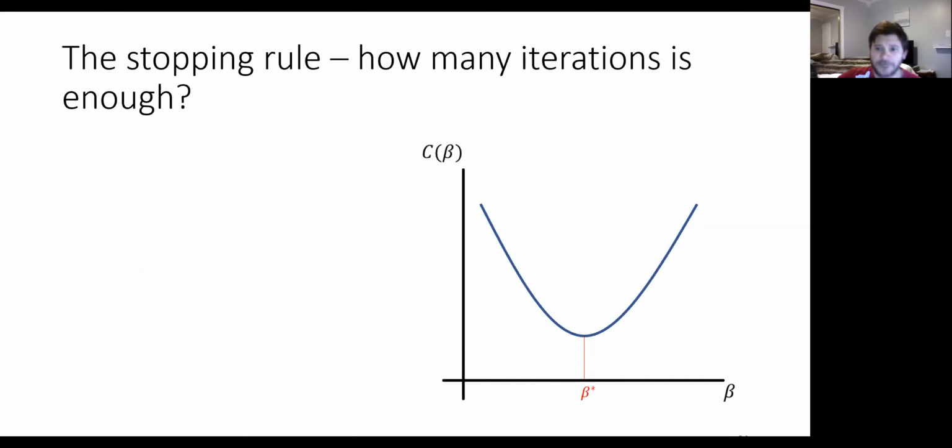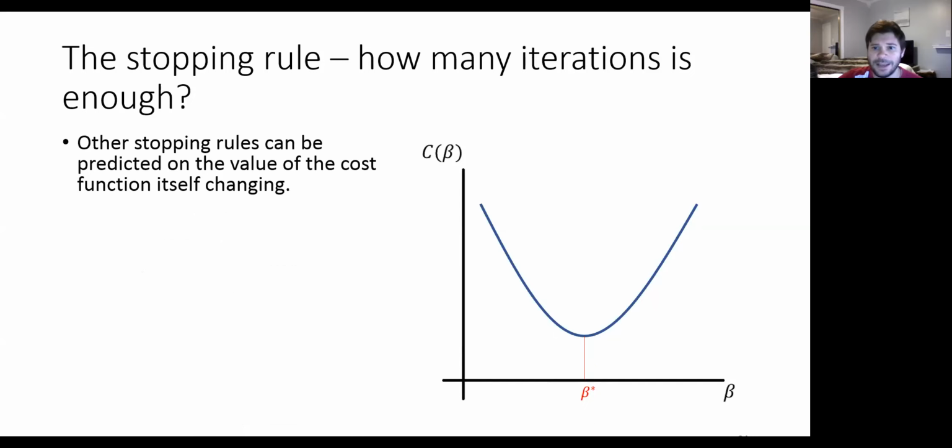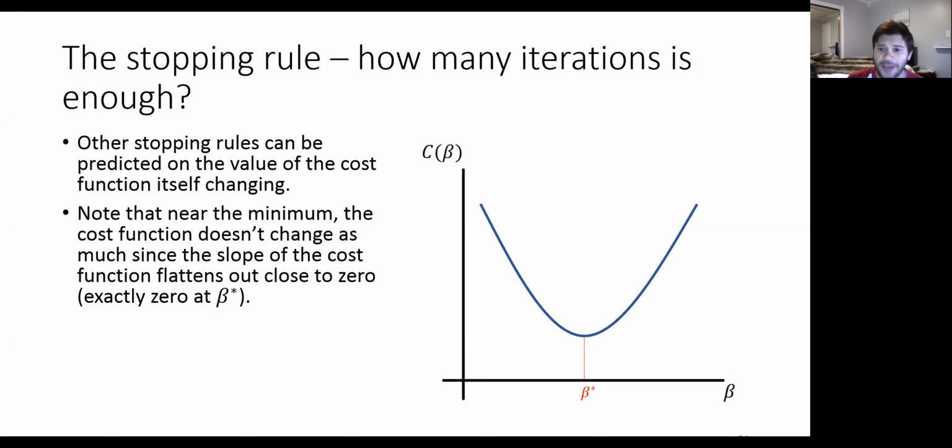Another observation you might notice is that when we get towards the optimum, when we get towards the bottom of this function, the slope of the tangent line becomes flatter. So near the minimum, the cost function's value does not change as much, since the slope of the cost function flattens out and becomes close to zero.